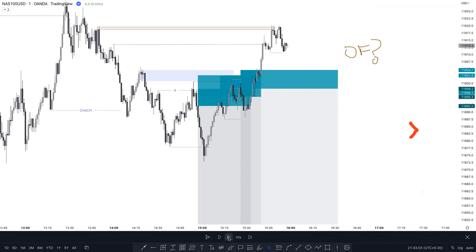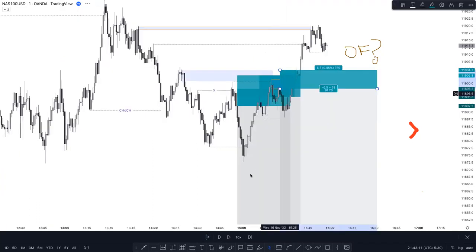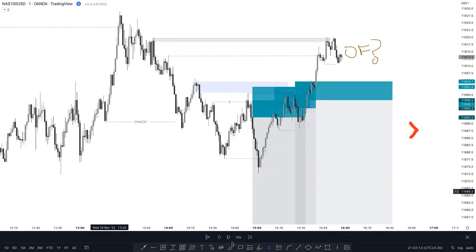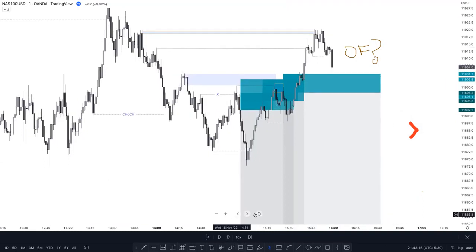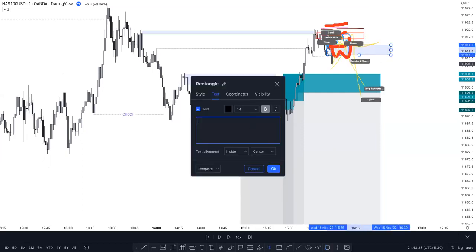Let's see. Okay, now structure is confirmed here. So after the change of character, after this flip, when can we sell here? No, this is not it. This is an SMT, because there is still no inducement here.